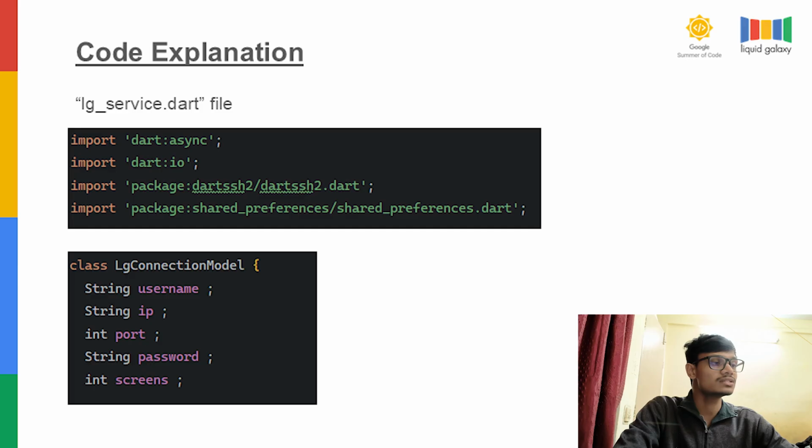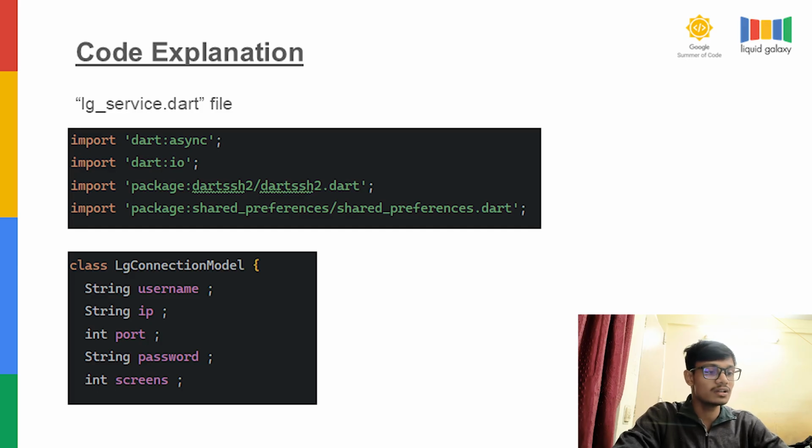These imports allow the app to handle asynchronous tasks, network connection, secure SSH communication, and local storage. The Dart SSH2 package is used to create a secure SSH connection with the Liquid Galaxy master node, while shared preferences is used to store connection details locally.